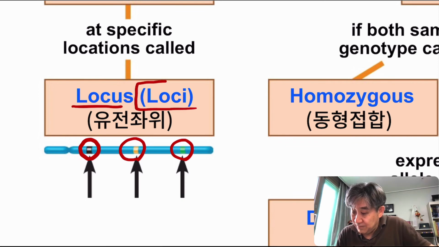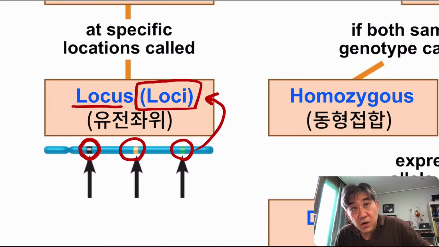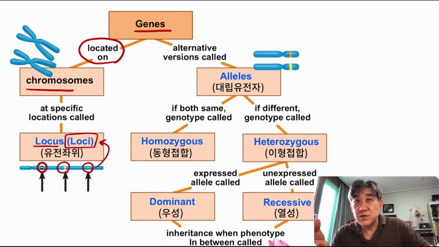And the plural form of this locus is loci. So 3 locuses, we now call these 3 loci. Each locus is the location, the position of these genes on a particular chromosome. So that's the explanation and the definition of this particular term, locus, which has been frequently used in classical Mendelian genetics.